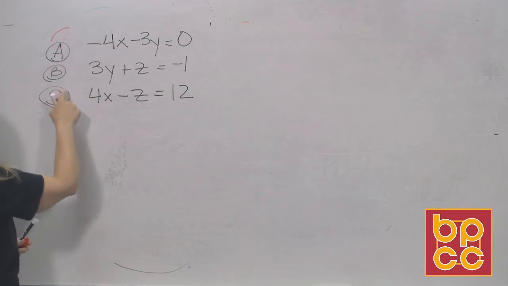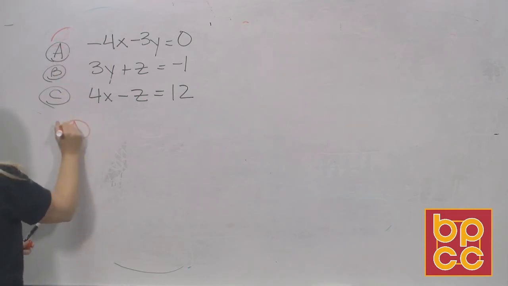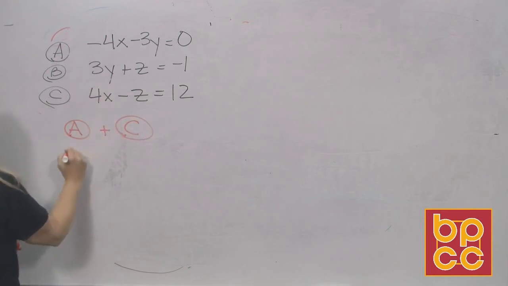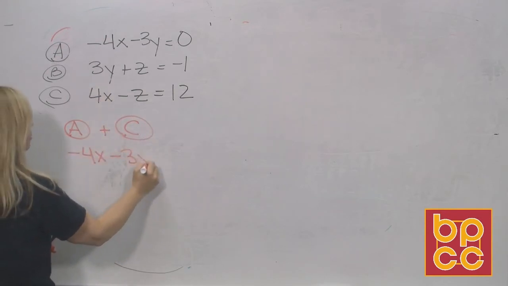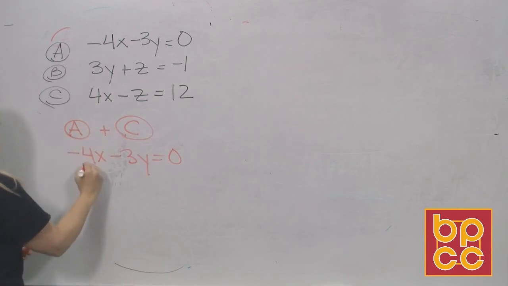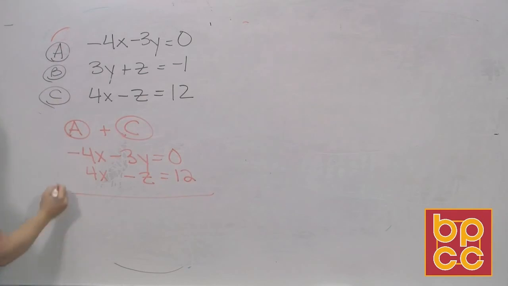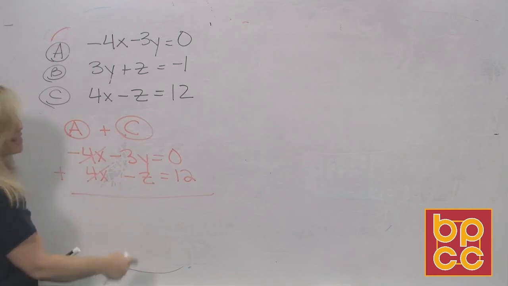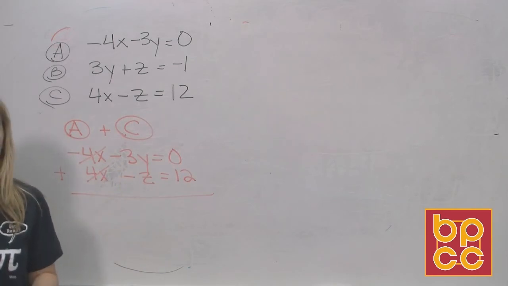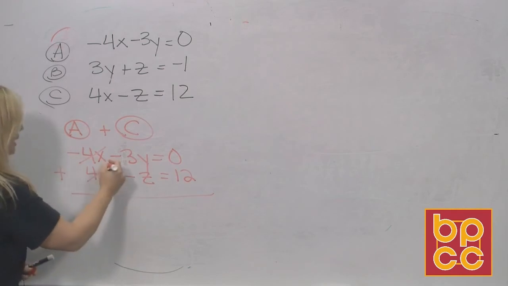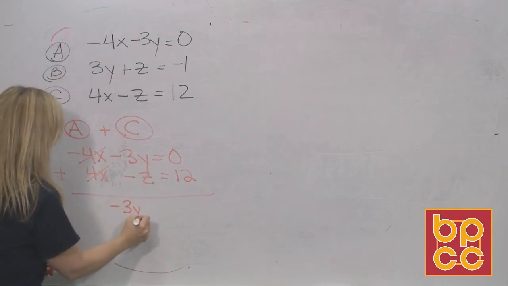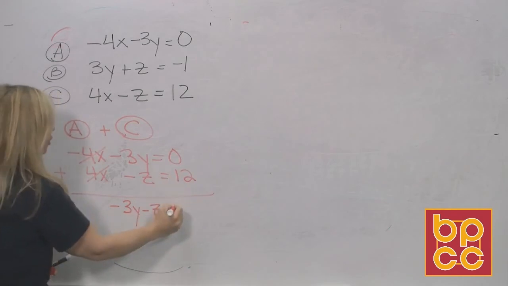So we're going to take equation A and equation C. A plus C. A is negative 4x minus 3y equals 0. C is 4x minus z equals 12. We can add this right now. We already have our additive inverses. The x is going to cancel. Watch yourselves. This is where the common mistakes come in. I know I lined the y and the z underneath each other, but are they like terms? Will they cancel? No way. You write them in alphabetical order. Negative 3y minus z equals 12.